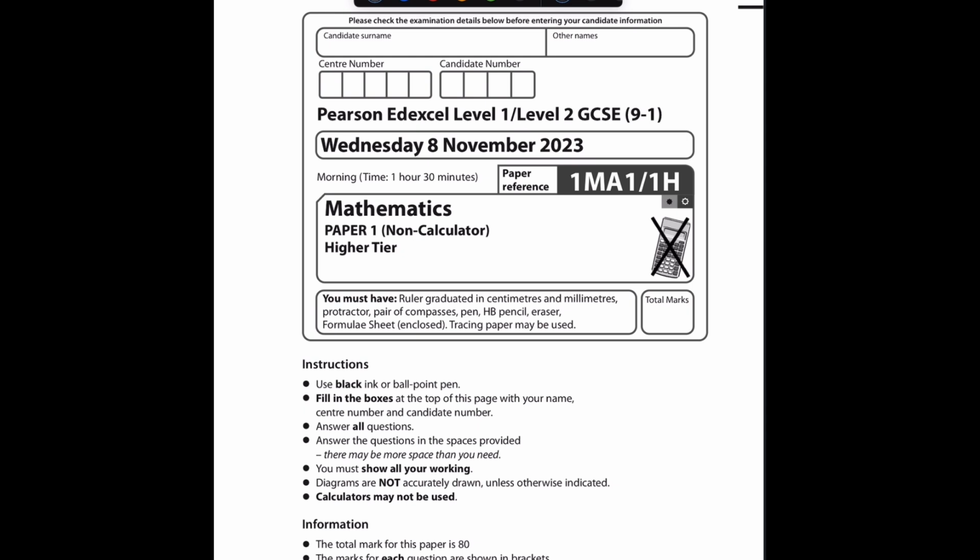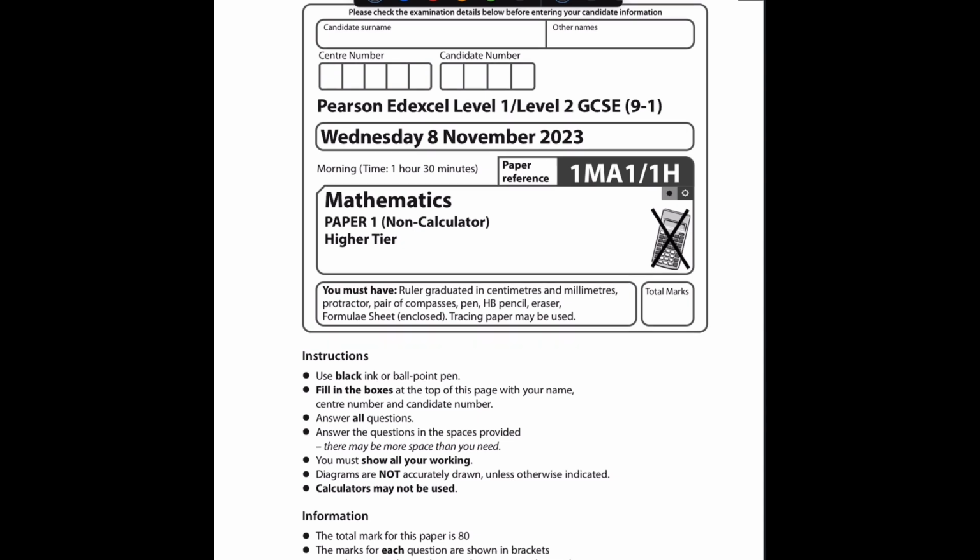Today we're going to go through paper 1, non-calculator of the GCSE higher tier. So let's get started. Question 1 says work out 6.3 times 2.4. The first thing we want to do is ignore the decimal place. So instead, let's find out what 63 times 24 actually is.